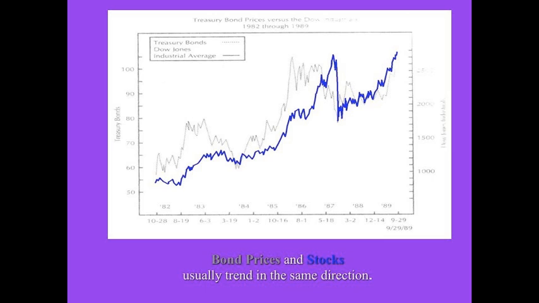Now we look at the bond prices in black and the Dow Jones Industrial Average in blue. This is from 1982 to 1989. Now we can see from this picture that bond prices and the stock market usually trend in the same direction. With one exception, bond prices have a tendency to peak prior to the stock market, and we see this during the 1987 stock market crash. The next chart, we'll take a closer look at the 1987 crash to understand how the bond prices peaked prior to the stocks.